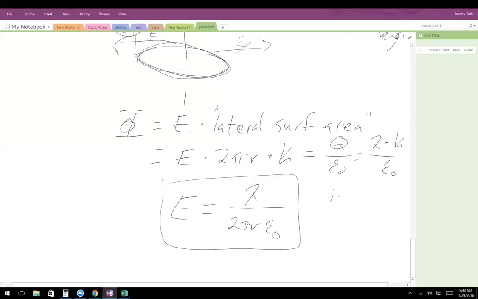So this is for an infinite line of charge.